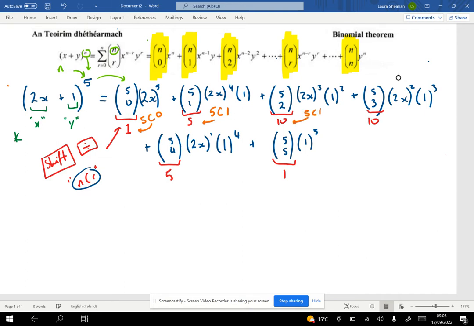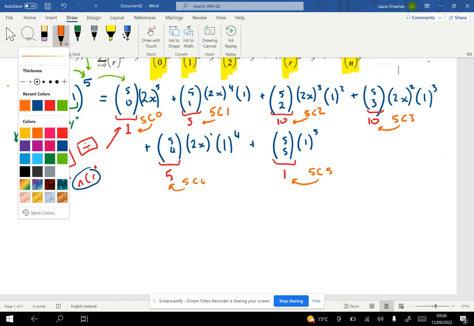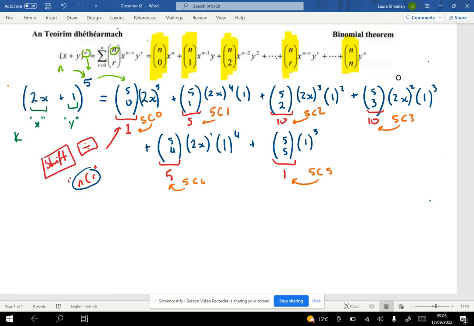5 choose 10. Sorry, 5 choose 2. Apologies. 5 choose 2 is 10. 5 choose 3 is 10. 5 choose 4 is 5. 5 choose 5 is 1. We talked about that and what they mean a little bit more last Friday. So now we're looking at solving these coefficients first before I do anything else.